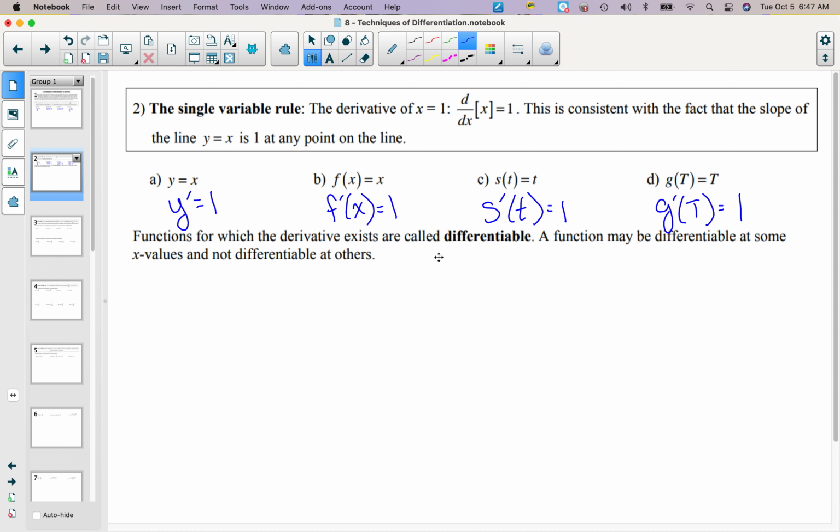So functions for which the derivative exists are called differentiable. A function may be differentiable at some x values and not differentiable at others. I think I had told you about the absolute value graph. It's differentiable, but not where there is a corner. And we're going to learn more about those coming up.